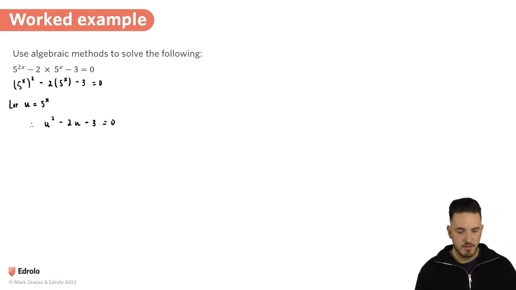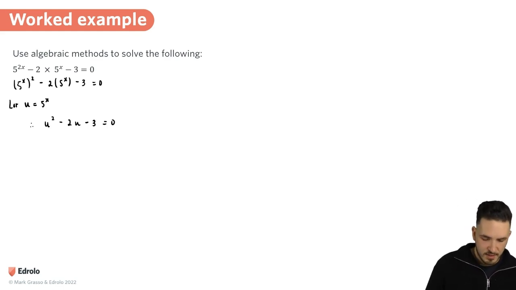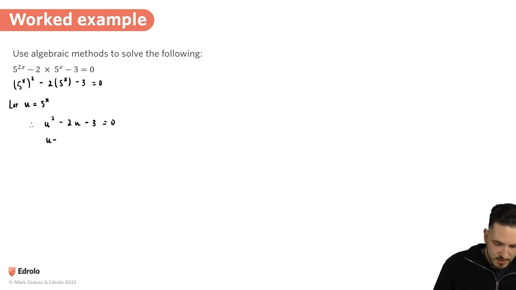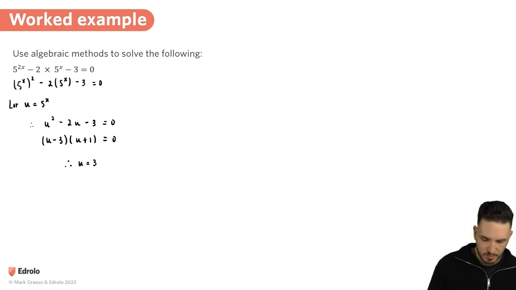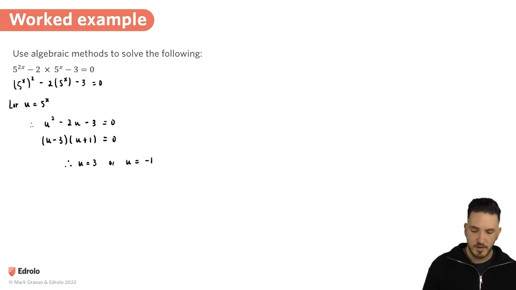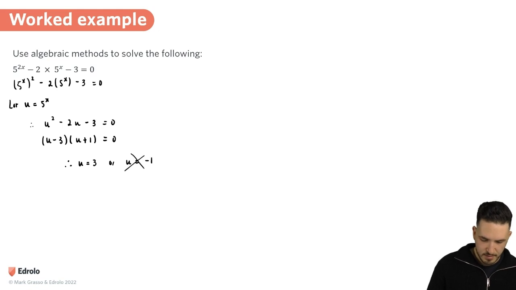Two factors of negative 3 that add to give negative 2. We're going to have u minus 3 and u plus 1 equals 0. Therefore, u equals 3 or u equals negative 1. But as we know, u has to be greater than 0. Therefore, u equals 3, as u has to be greater than 0.